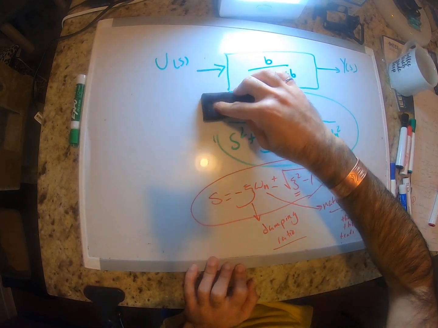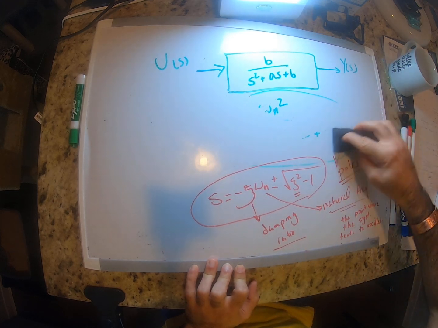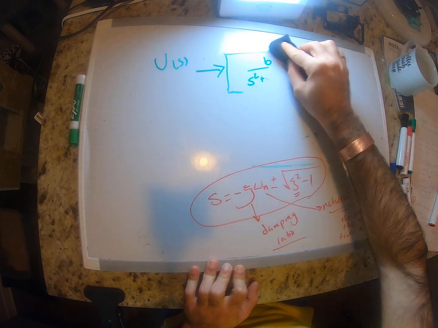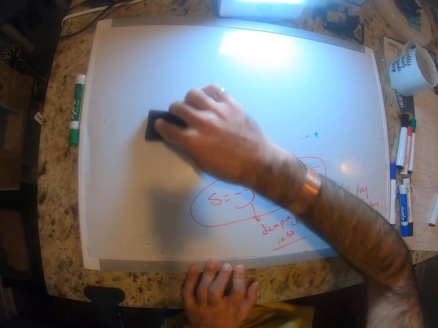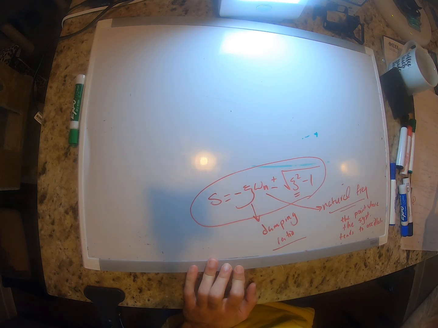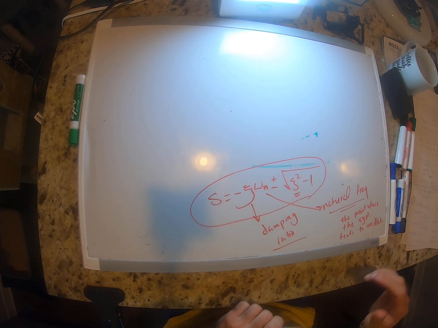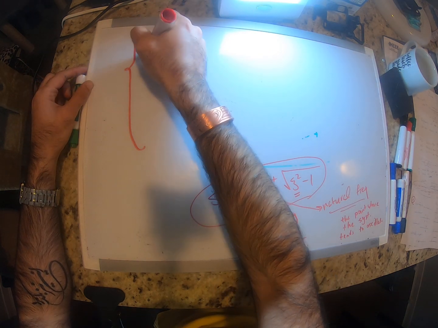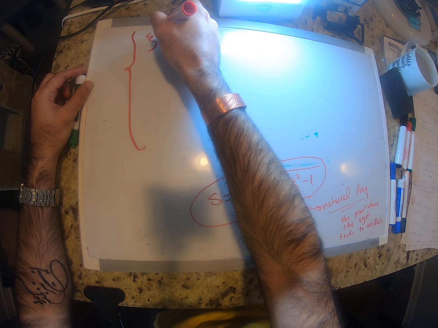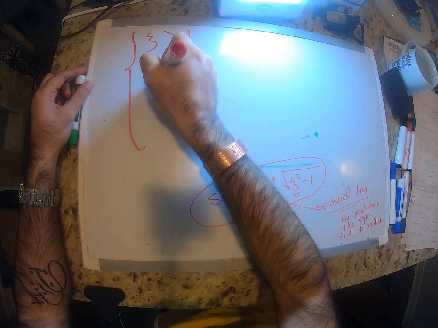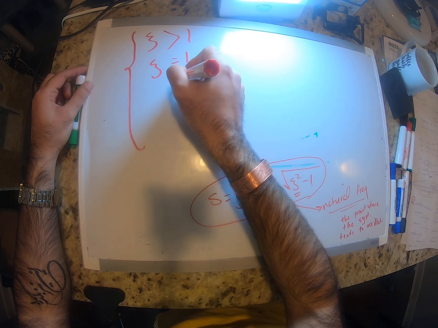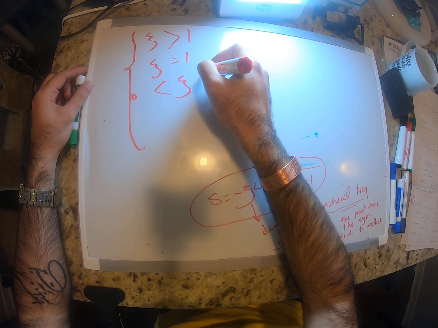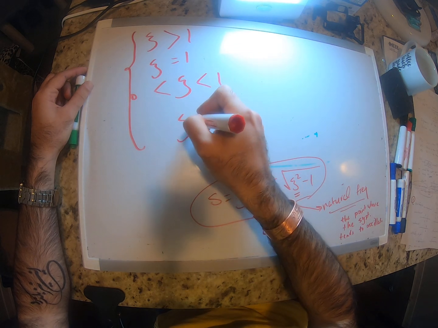So let's just see some of the different values that zeta can take and how this would affect our response. So there are zeta bigger than 1, zeta equal to 1, zeta between 0 and 1, and zeta equal to 0.